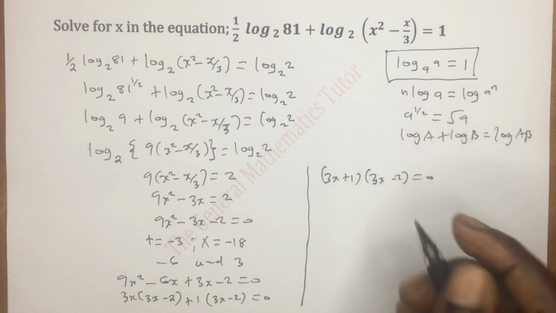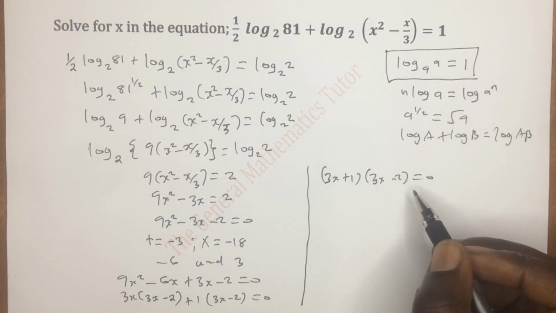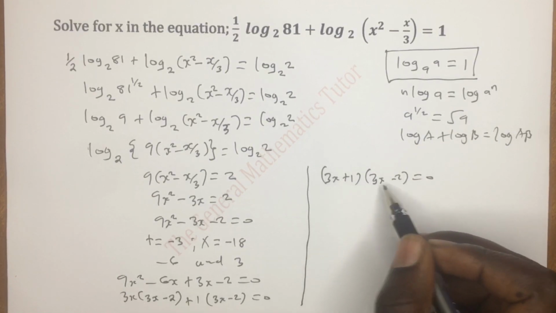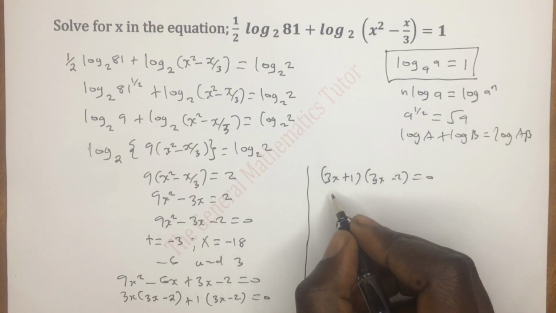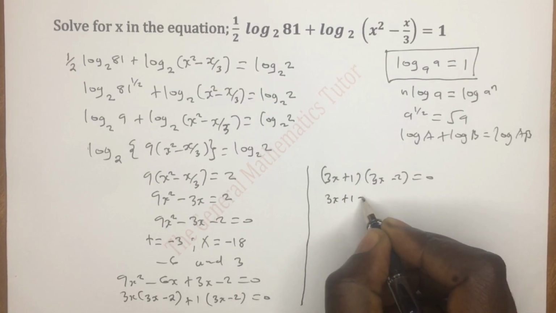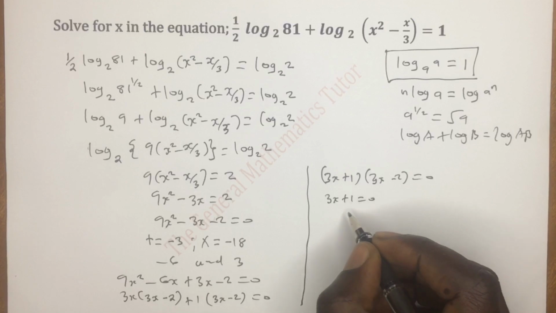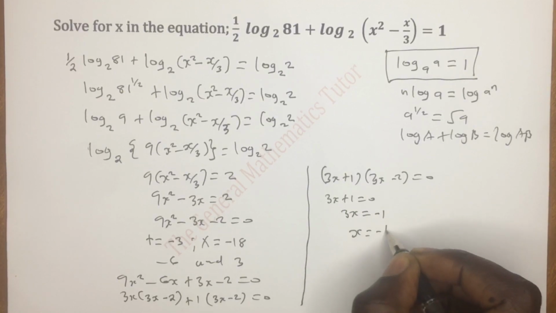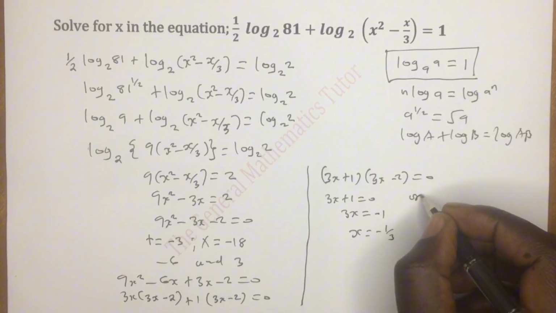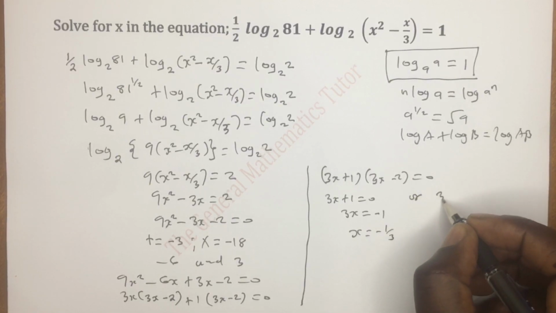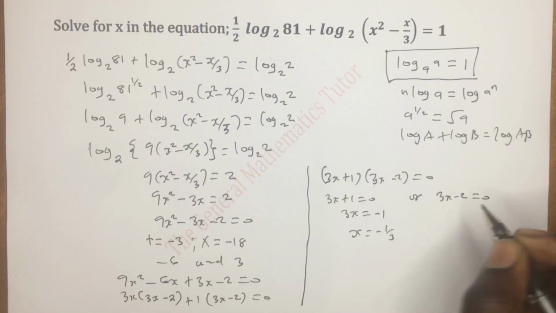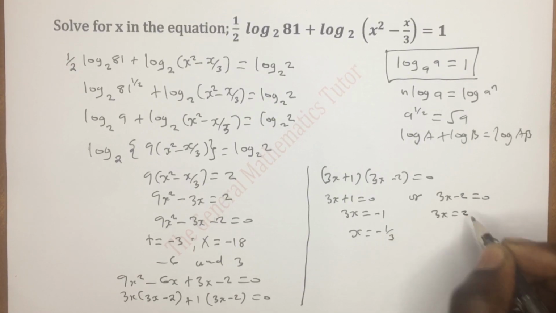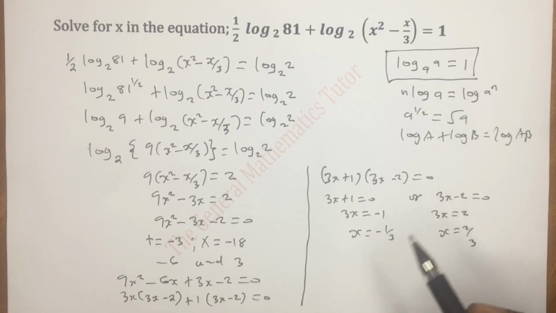For this product to be equal to 0, either the first one or the second one is equal to 0. We can take that 3x plus 1 is equal to 0, so that 3x is equal to negative 1 and x is equal to negative 1 over 3. Or we could take that 3x minus 2 is equal to 0, so that 3x is equal to 2 and x is equal to 2 over 3. So x is either negative a third or positive 2 over 3.